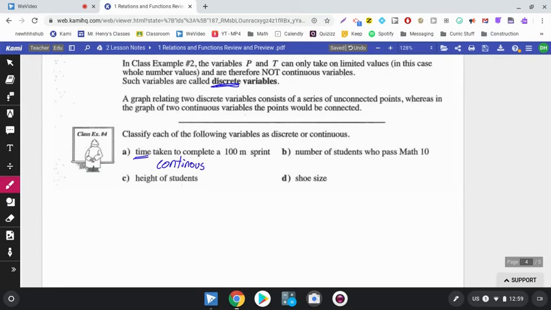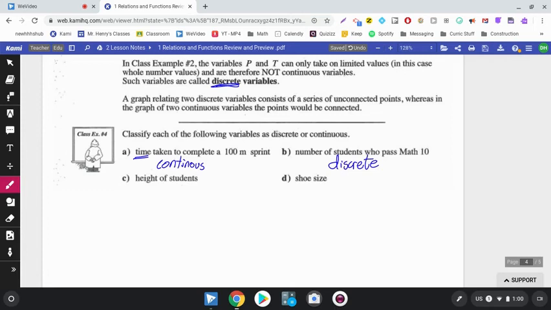Okay. The number of students who pass Math 10. That's discrete. Okay. Your grade is continuous. Your grade can be a number. The decimals could go really, really, really far. But you either passed or you didn't. So it's a certain amount passed, a certain amount didn't. That's it. Okay. I guess in this situation, everyone passes. So it's not too hard to figure out.